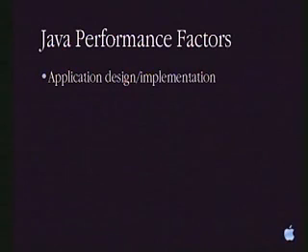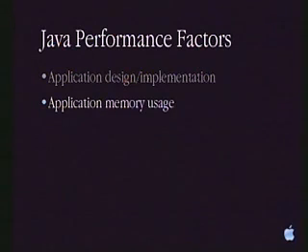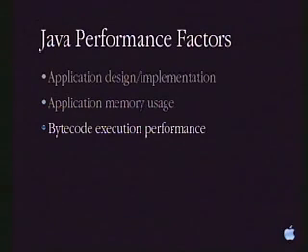The second factor is the amount of memory your application is consuming. The more memory you use, the more likely you are to be swapping out, to be paging. The more stress you're putting on the VM memory subsystem, and the less likely you are benefiting from caches, data cache and instruction cache. Then the next factor down is bytecode execution performance.